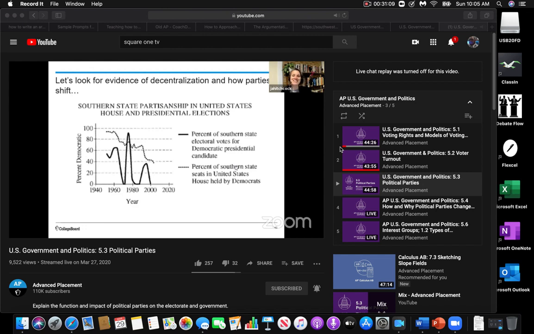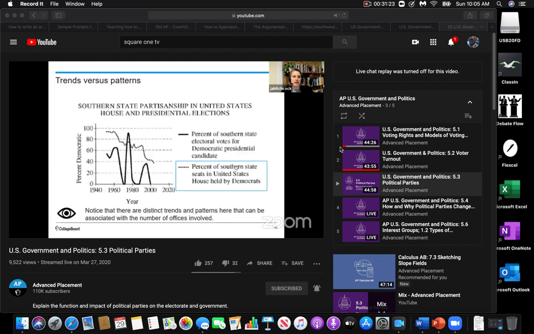Okay, so let's look for some evidence of decentralization here. This is one of my favorite old school FRQ prompts from College Board. I really love this one. Let's play around with it a little bit. So I'm going to do a little thinking technique called See, Think, Wonder. I'm just going to show you how we would roll through this. This is a great practice for trends versus patterns.